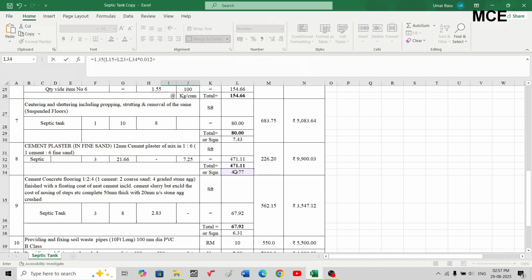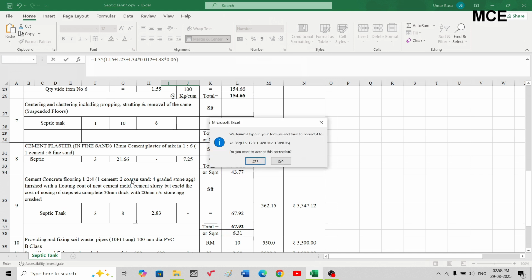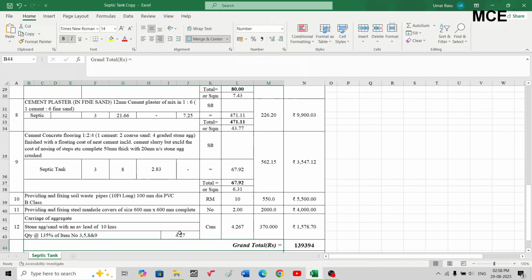Plus the quantity for the flooring, that is 6.35 square meters, and also multiply it with the thickness to convert the quantity into cubic meters. The thickness for this item is 50 mm, so 0.05. Okay, close the bracket, press enter. Check the formula again. Correct. So the total quantity for which we have to provide the carriage is 4.27.